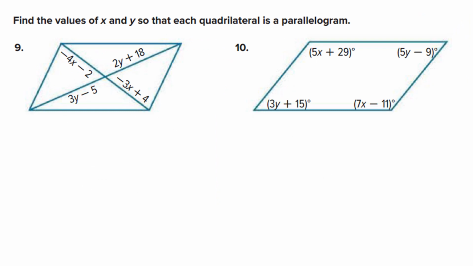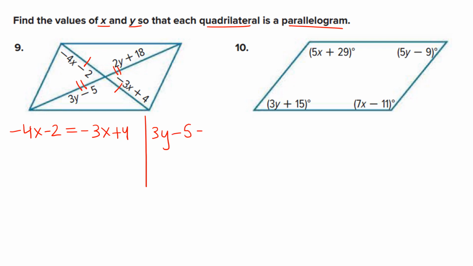Another one where you know that the diagonals bisect each other. Find the values of x and y so that the quadrilateral is a parallelogram. So this length and this length will be equal. This length and this length will be equal. So minus 4x minus 2 has to be equal to minus 3x plus 4. And 3y minus 5 has to be equal to 2y plus 18.